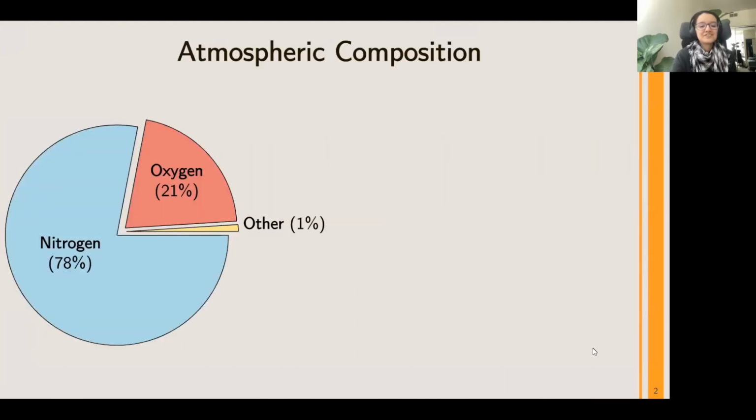So let's start at the very beginning. One of the first things that we are taught when we learn about our atmosphere is that it's made up of 78% nitrogen, 21% oxygen, and 1% other. But I wouldn't let this 1% fool you. It turns out that this other category is actually an extremely important fraction of our atmosphere.